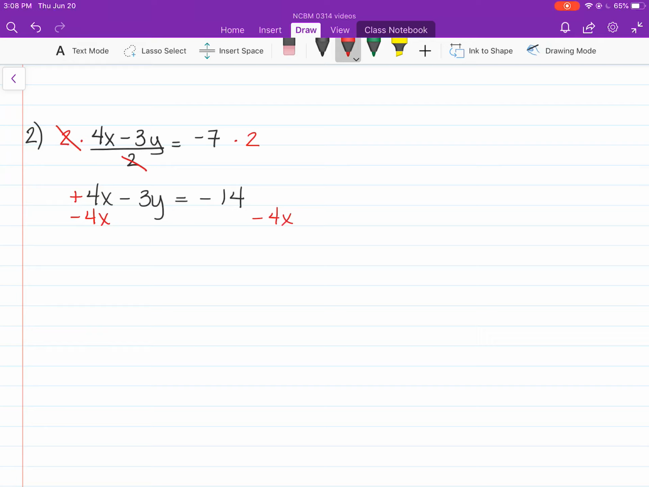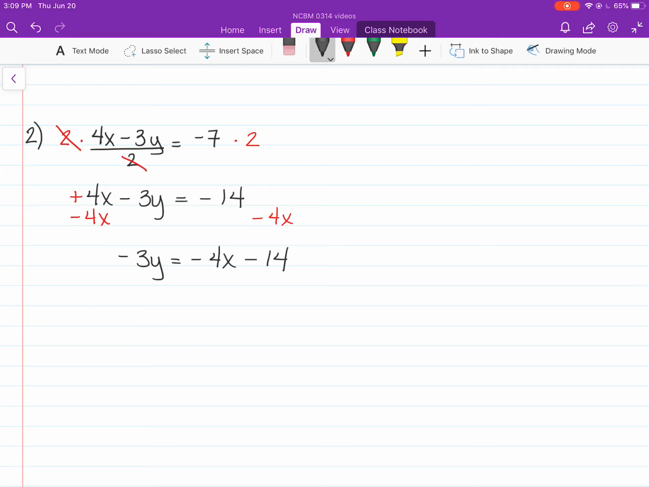And again, I always like to stick my 4x out to the side because I don't want to mistakenly add the 4x and the 14 together, because they are not like terms. I cannot combine them to simplify them. So this is going to end up being negative 3y equal to negative 4x minus 14. And if you don't want to put the 4x first, you want to put it second, it really doesn't matter. As long as both the 4x and the 14 are in the problem, they are both negative at this point.